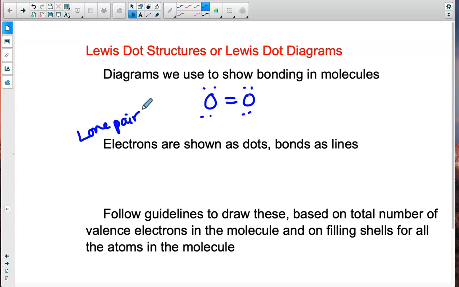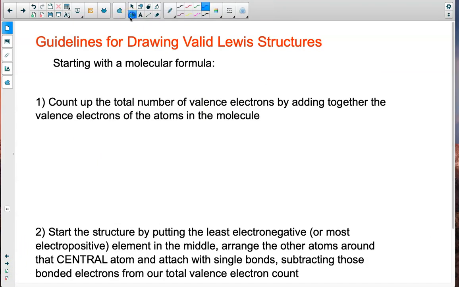And we follow a series of guidelines to draw these that are based on how many total valence electrons we have in a molecule and on filling the shells for all the atoms in a molecule. So let's go through some examples of those. Let's look at our guidelines for drawing Lewis structures. We start with a molecular formula, so let's look at the nitrate ion. That's NO3 with a -1 charge.